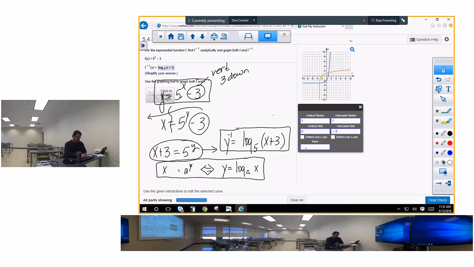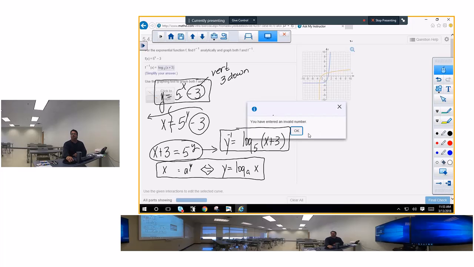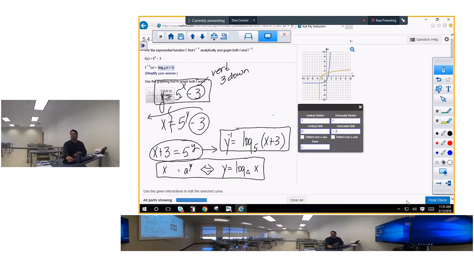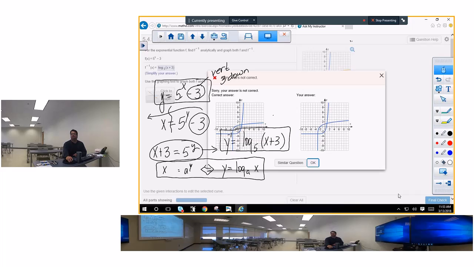Log base 5, LOG. See, it's not letting me type. I have no idea what to put. Final check. Looks like I got the right answer. I'll have to look into that, because I don't know why it's not showing, since I got it in the same spot. Yeah, it looks like it's the same line. I'll have to check on that one.